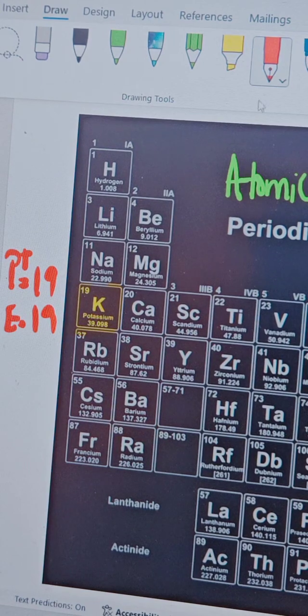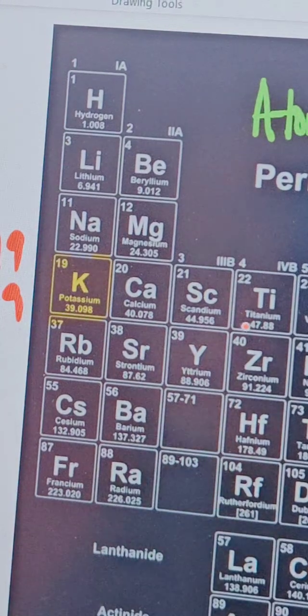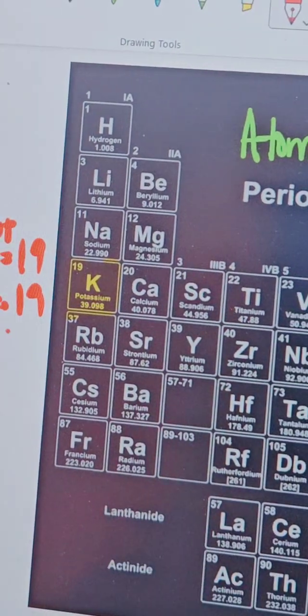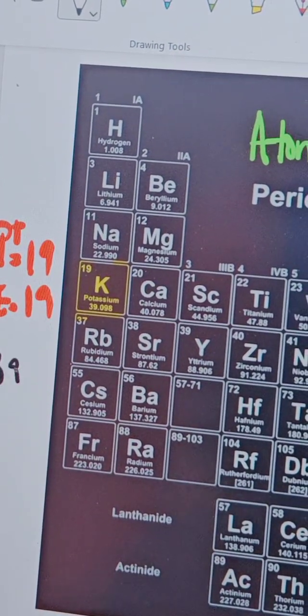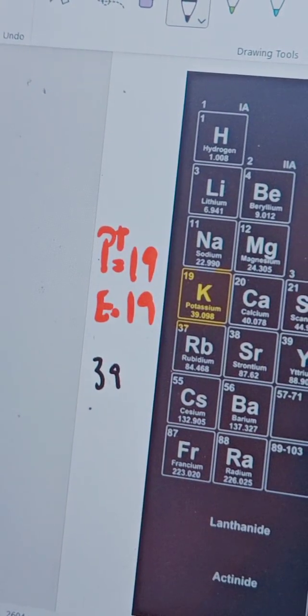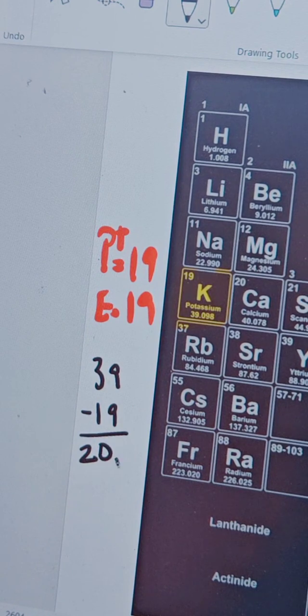Now, the mass number is equal to 39.098. In chemistry, when we're trying to get the neutrons, we subtract the 19 from the 39, and we get 20. 20 is equal to the neutrons. For potassium, 20.